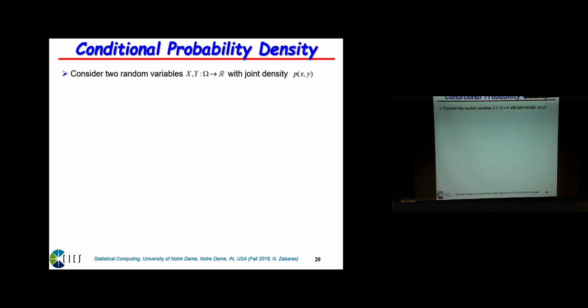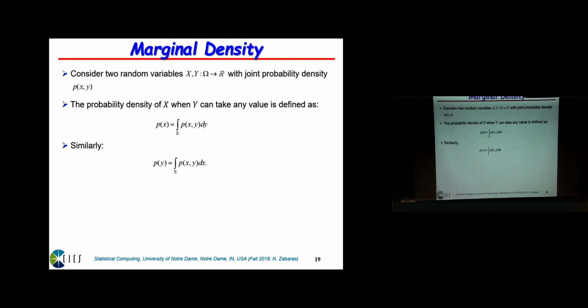All right, so let me go back to things we already saw. If we have this joint probability density, we define marginals. This is the sum rule that I mentioned before. I can do the same thing for y.